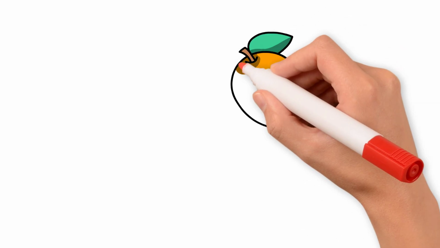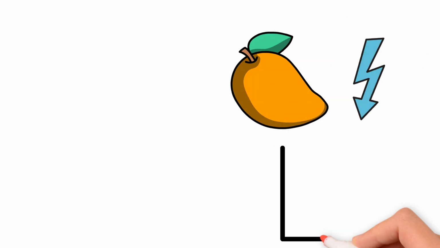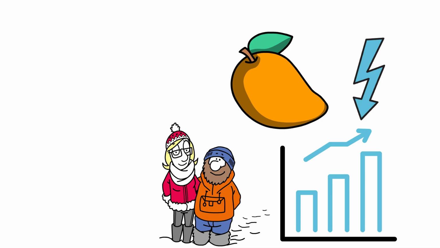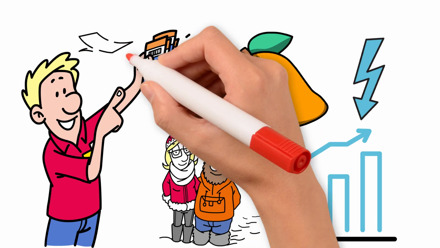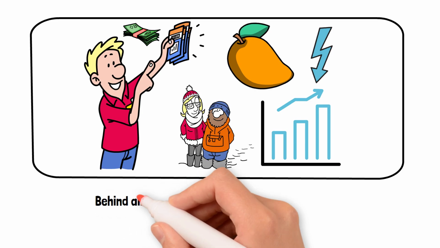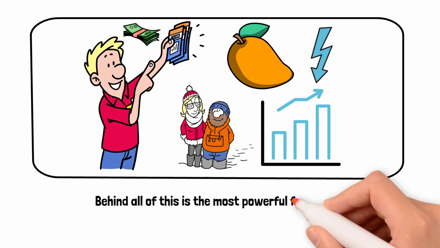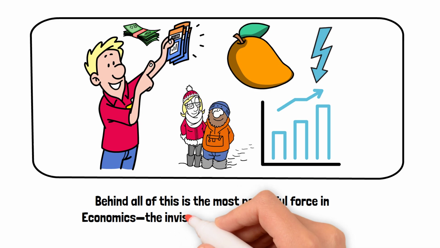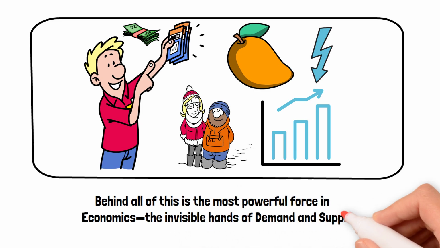Have you ever noticed how the price of mangoes drops in summer but shoots up in winter? Or why a concert ticket becomes super expensive when it's about to sell out? Behind all of this is the most powerful force in economics, the invisible hands of demand and supply.